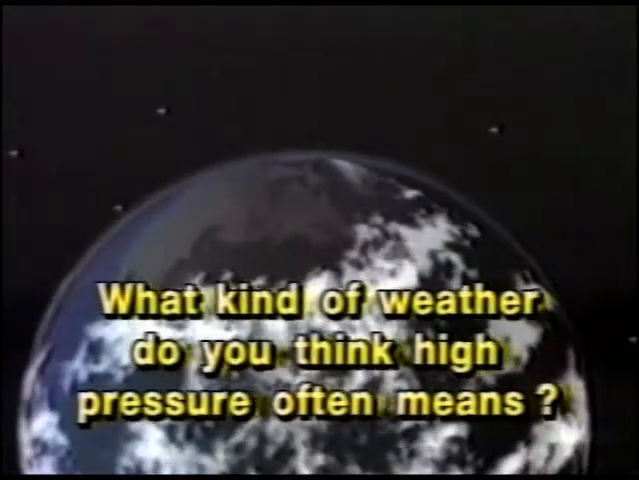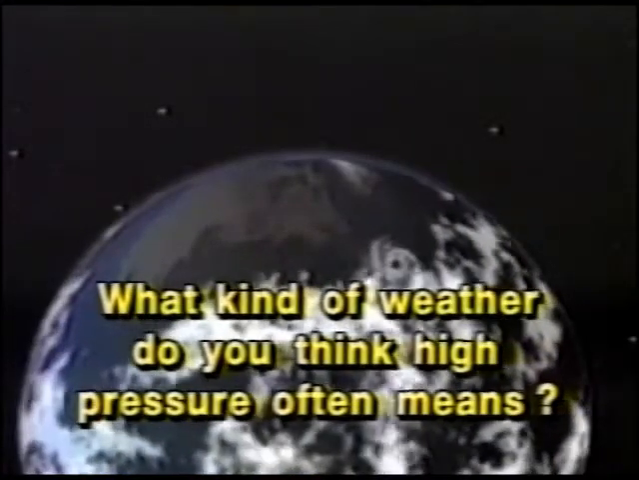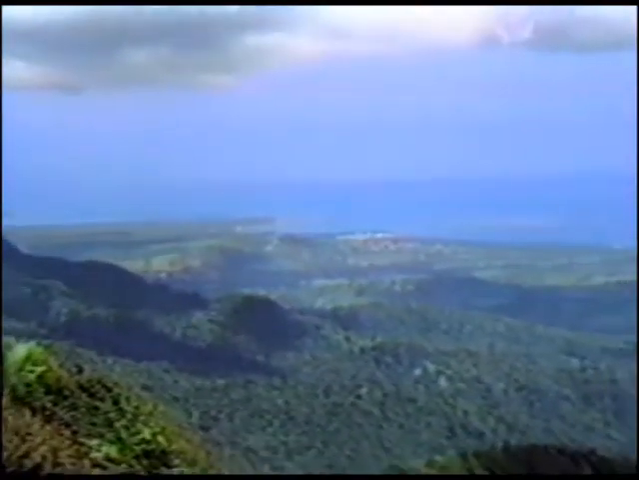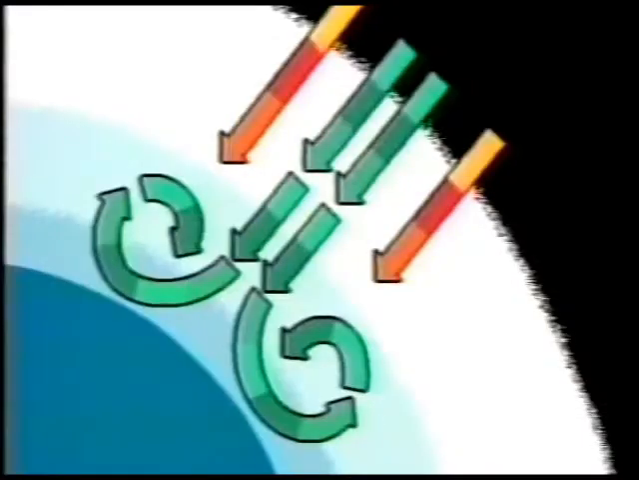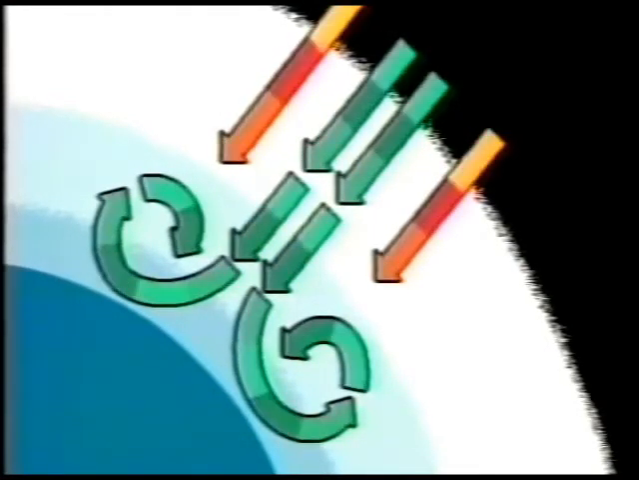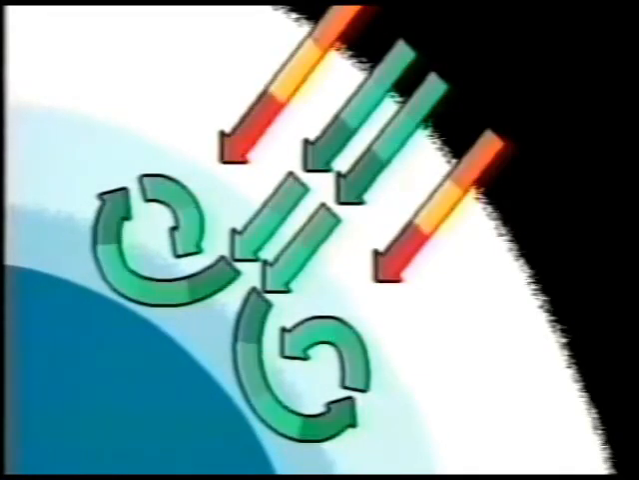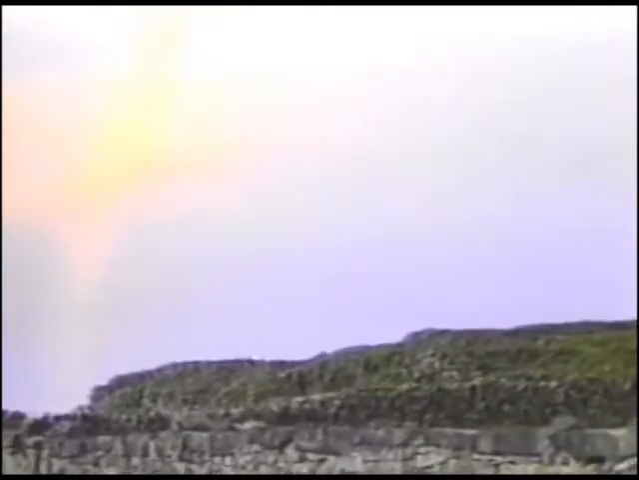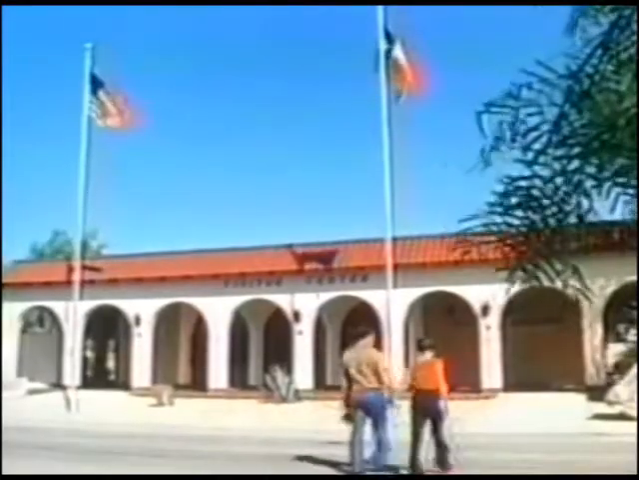Keeping in mind the factors we've studied, air pressure can help us predict the weather. From what we've discussed, what kind of weather do you think high pressure often means? High air pressure often means clear or fair weather, because when large masses of air in the upper atmosphere come together, the air presses down on the lower column of air, preventing warm, moist air from rising into the atmosphere. Under these conditions, clouds do not form, so high pressure often means clear, fair weather.